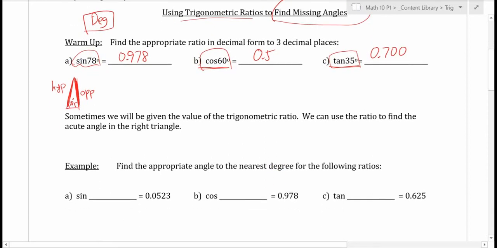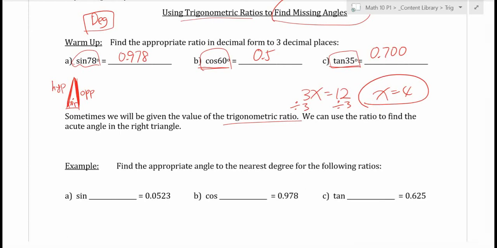Now, sometimes we'll be given the value of the ratio, and we can use this ratio to find the acute angle in the right triangle. And how do we do that? Well, just like when we solve linear equations, 3x equals 12, to solve for x, we divide by 3. We do the inverse, because 3x means 3 times x. So to solve for x, we divide by 3.